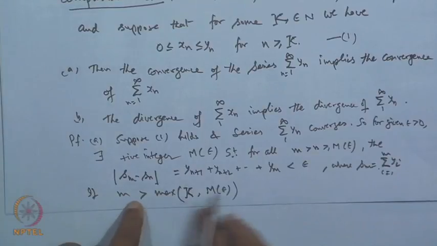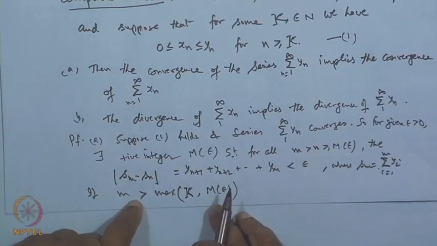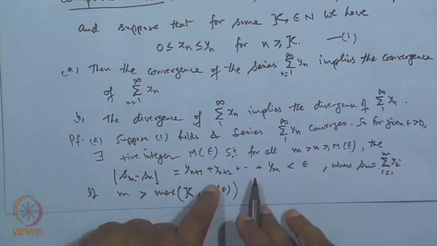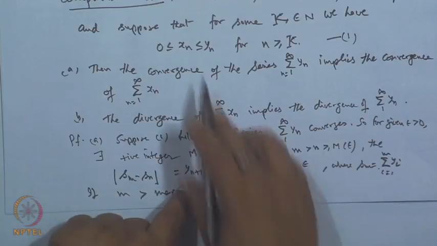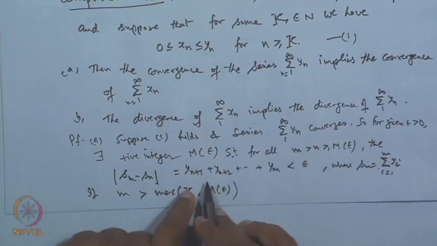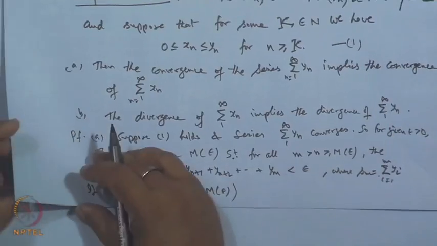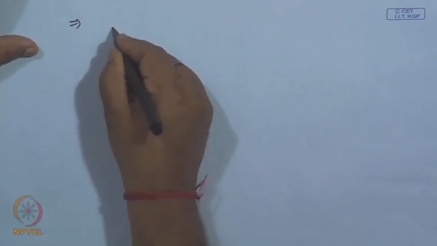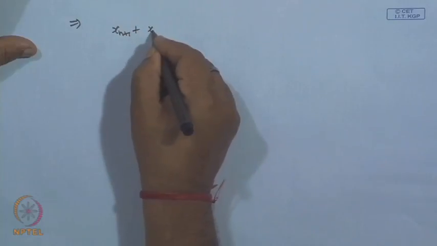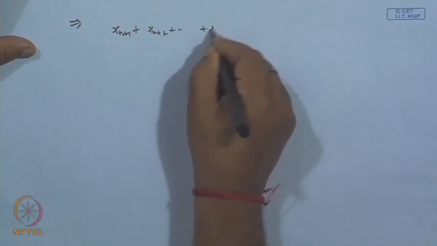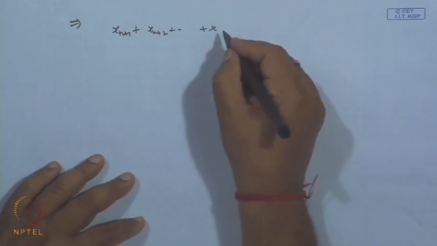So, if I choose m to be greater than this, then in that case, because x n is less than or equal to y n, this part will give that x n plus 1, x n plus 2, and so on up to x m.